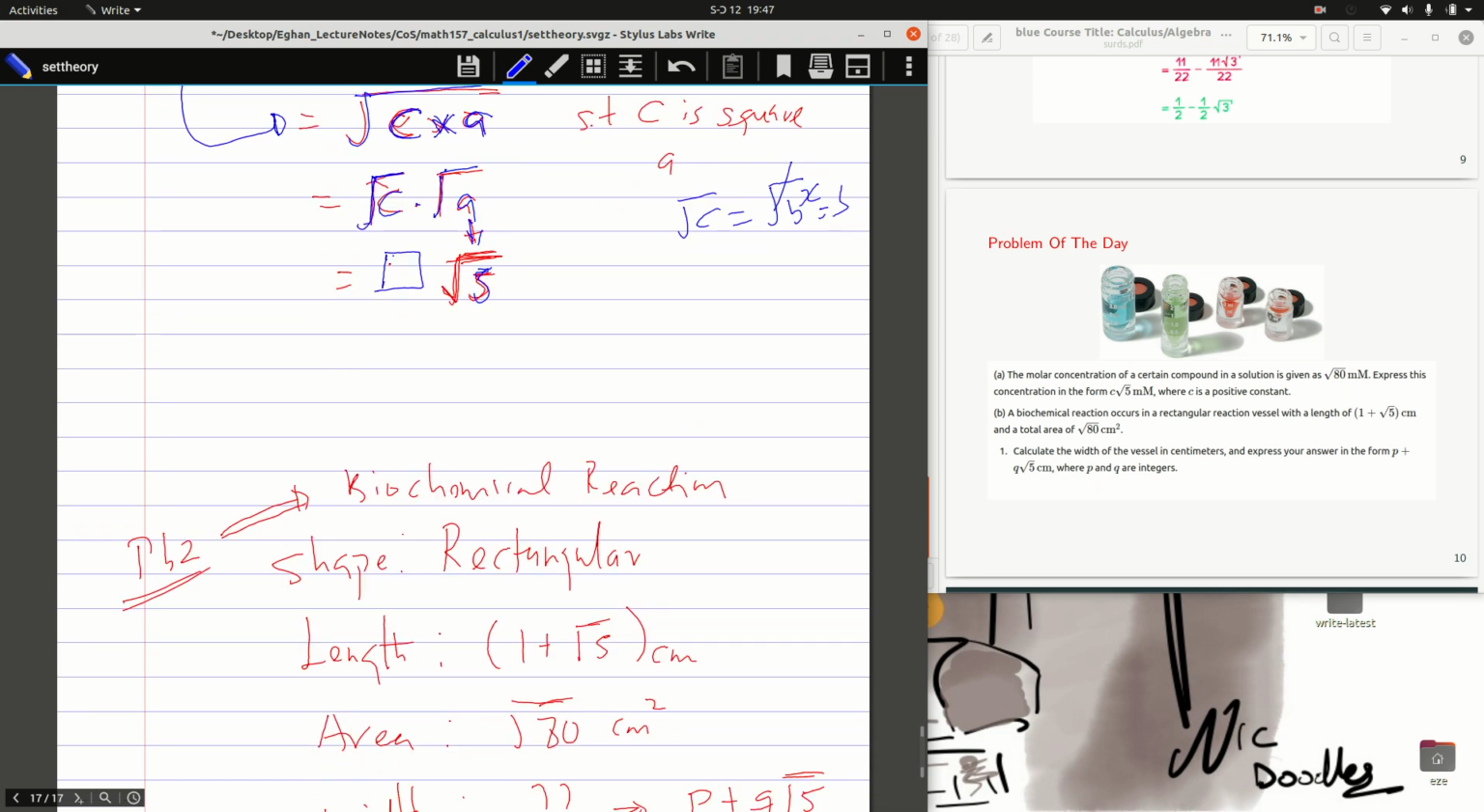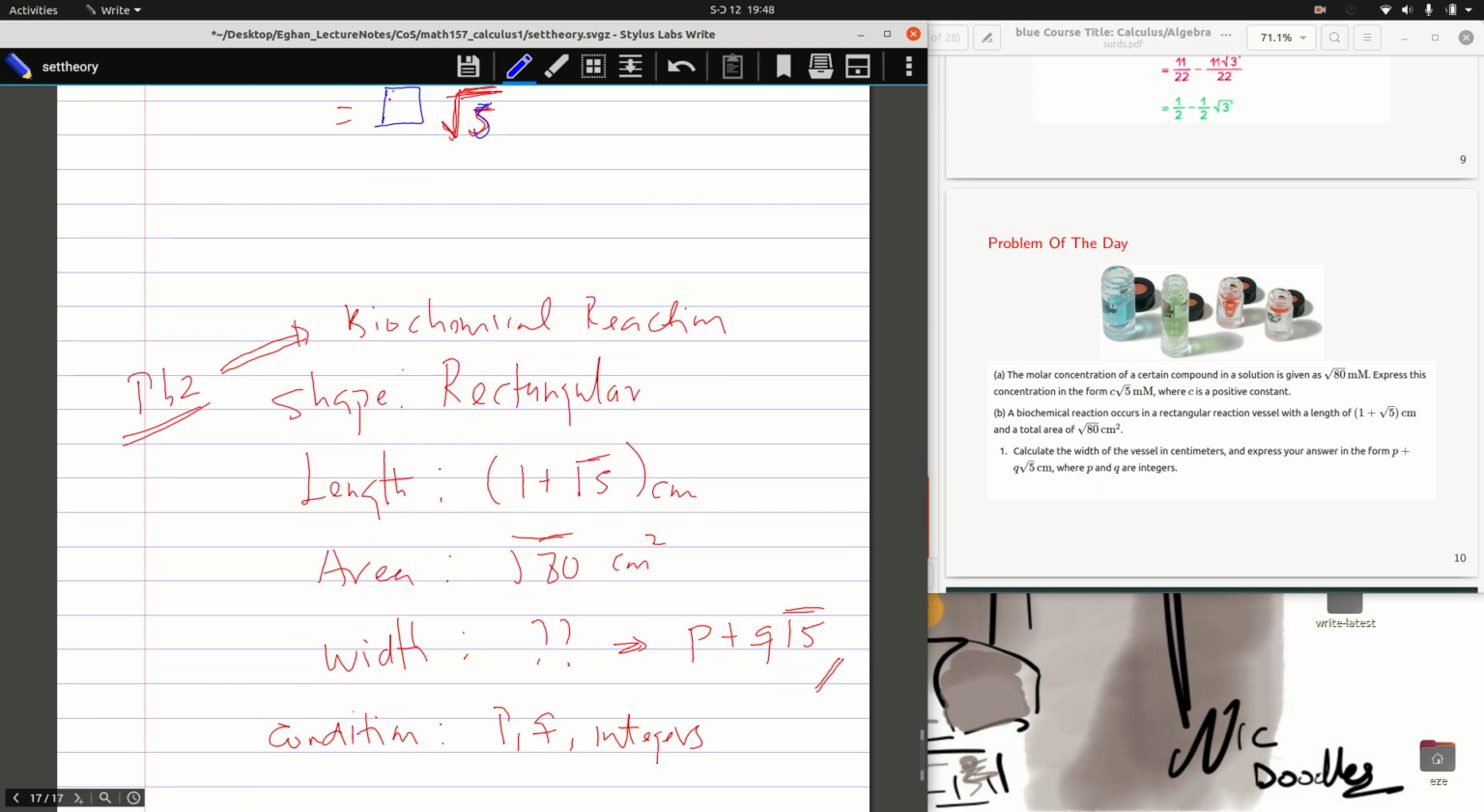The second problem, that is B. We are looking at a biomedical reaction. So that is the experiment. I'm doing my extractions. It says this chemical reaction occurs in a rectangular vessel. There's some shape given, rectangular. This rectangular vessel has a length of that given. It has an area given as this.